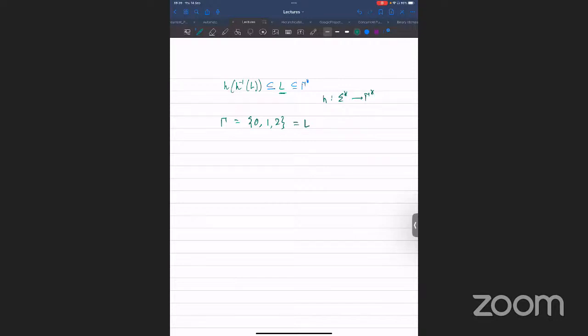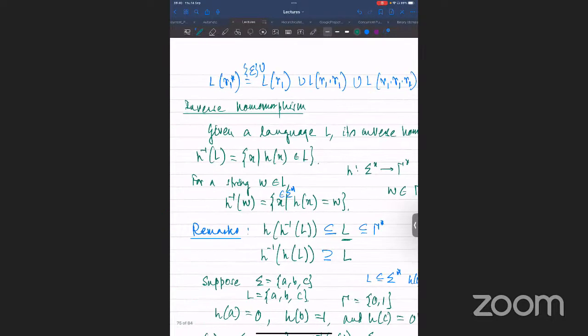Okay, and then sigma is 0 and 1. I mean, you can also have A, B maybe. Then H of A is 0. H of B is 1. Right. So we defined H inverse of L.